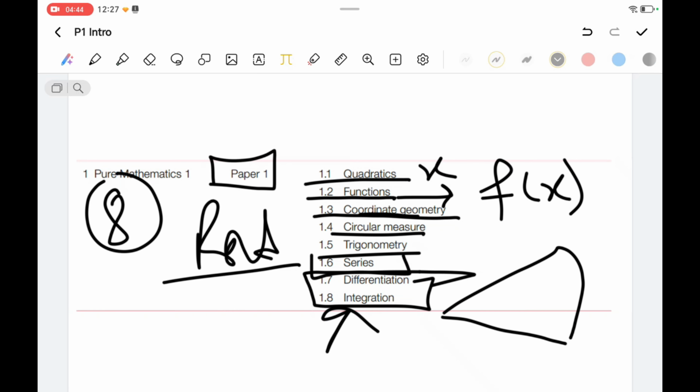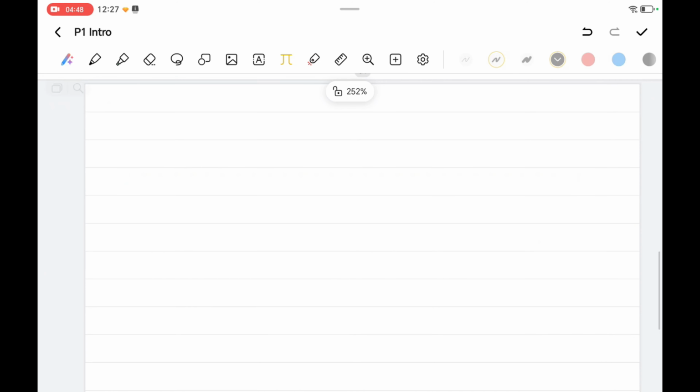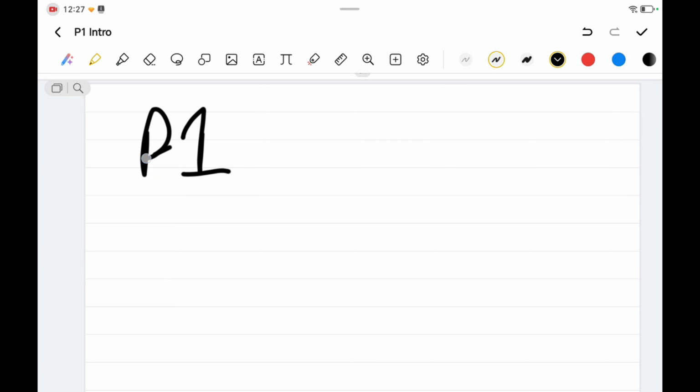So this is a brief introduction about AS level. We're going to discuss all the chapters of the paper first. We're going to study those chapters, and after we're done with studying the chapters, we'll go on to how to solve P1 when we solve the yearly papers, and what the tips and tricks of solving are.